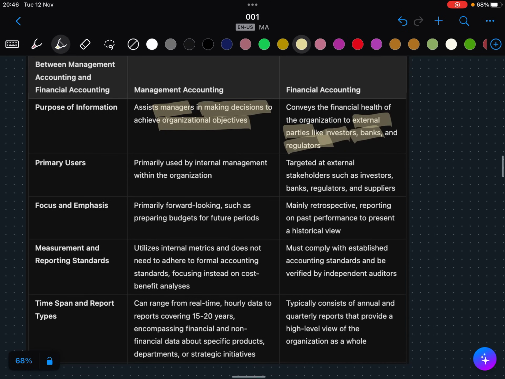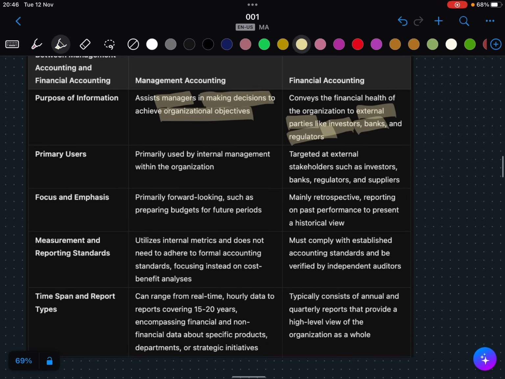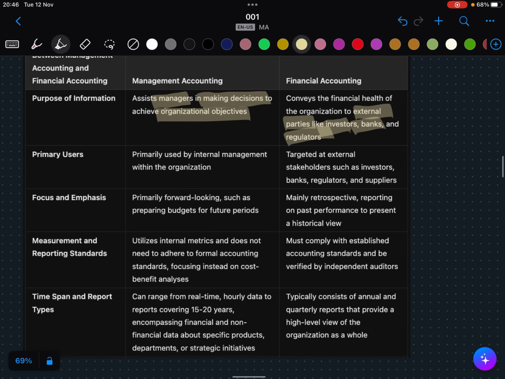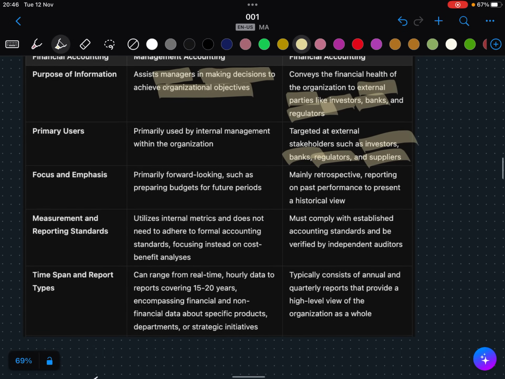Who are the primary users in management accounting? Well, the primary users in management accounting would of course be the management accountants in that company. In financial accounting, again, the primary users are the investors, the banks, the regulators, and the suppliers.